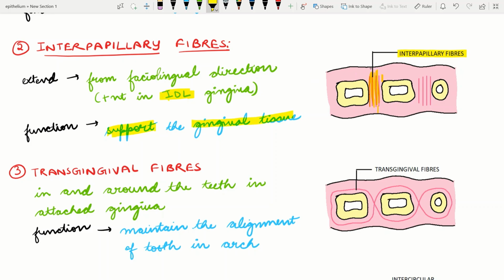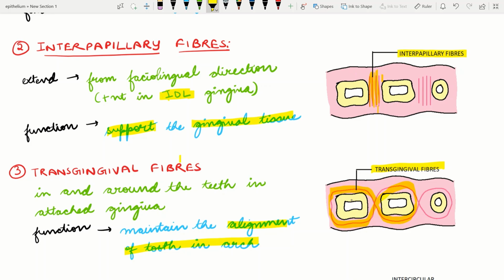The third group of fiber is your transgingival fibers. So here you see these are your transgingival fibers. These fibers here, these are your transgingival fibers. So these fibers are in and around the teeth in attached gingiva. See, in and around the teeth these fibers are present and the function is to maintain the alignment of tooth in the arch. So they maintain the alignment of tooth in arch.